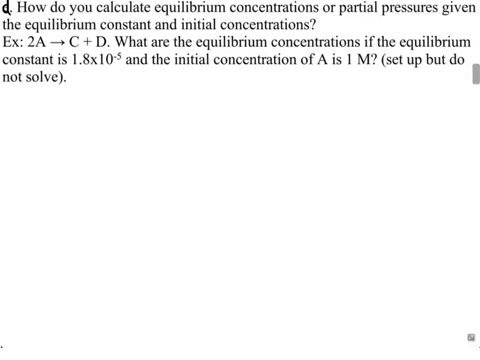So our example here says 2A forms C plus D. It says, what are the equilibrium concentrations if the equilibrium constant is 1.8 times 10 to the negative fifth? By the way, that's the equilibrium constant for acetic acid, and it's also the equilibrium constant for ammonia, which means that ammonia as a base and acetic acid as an acid are the same strength, and it gives you the initial concentration of A.